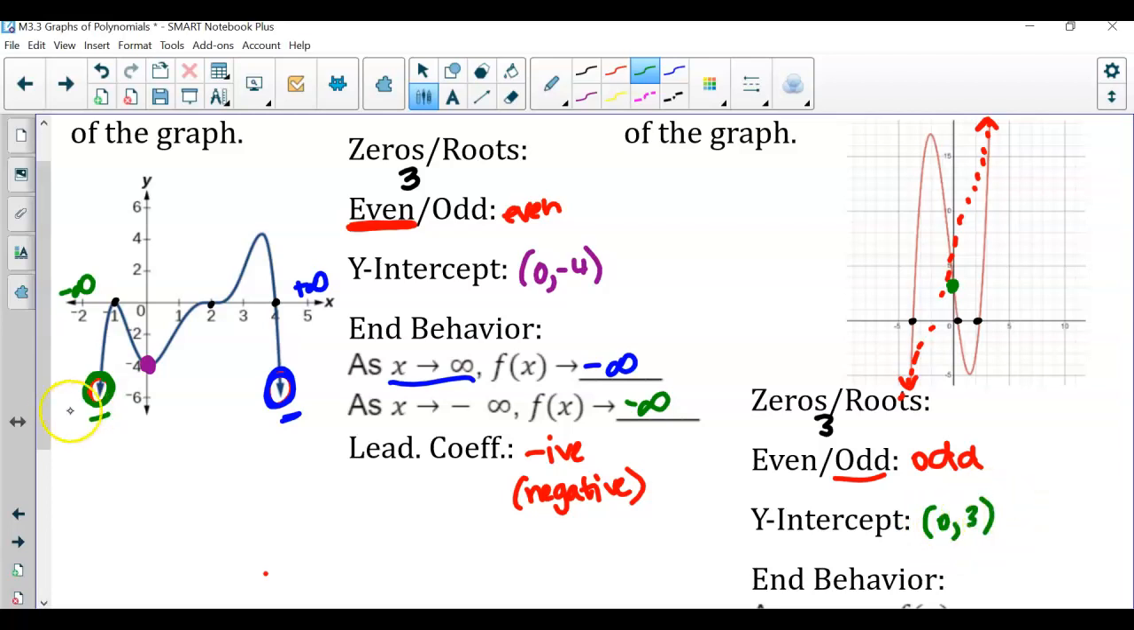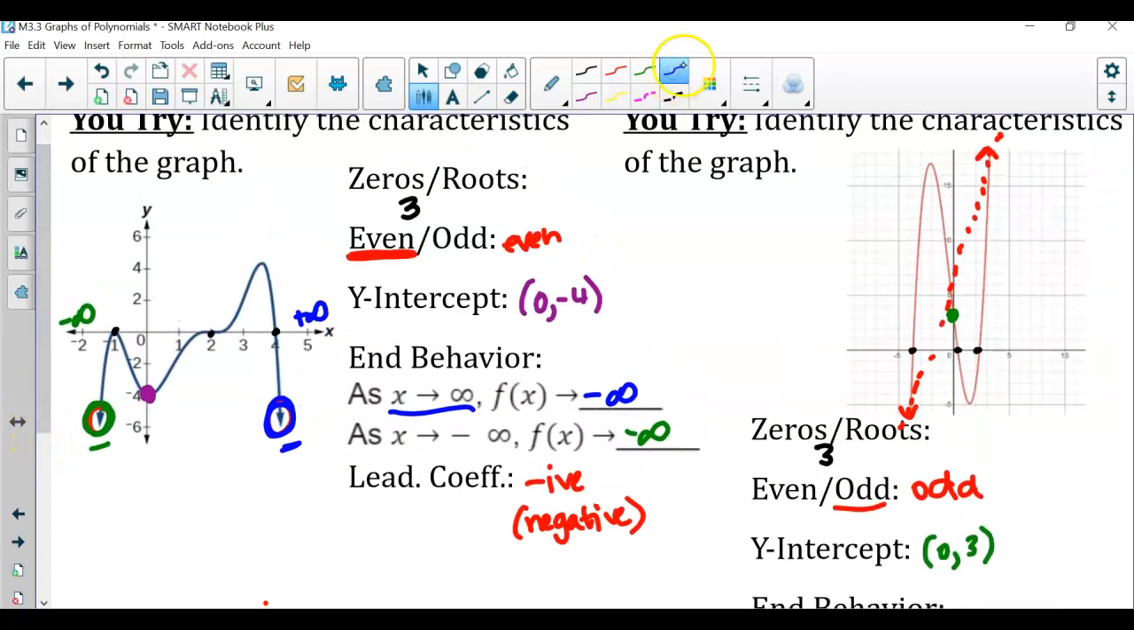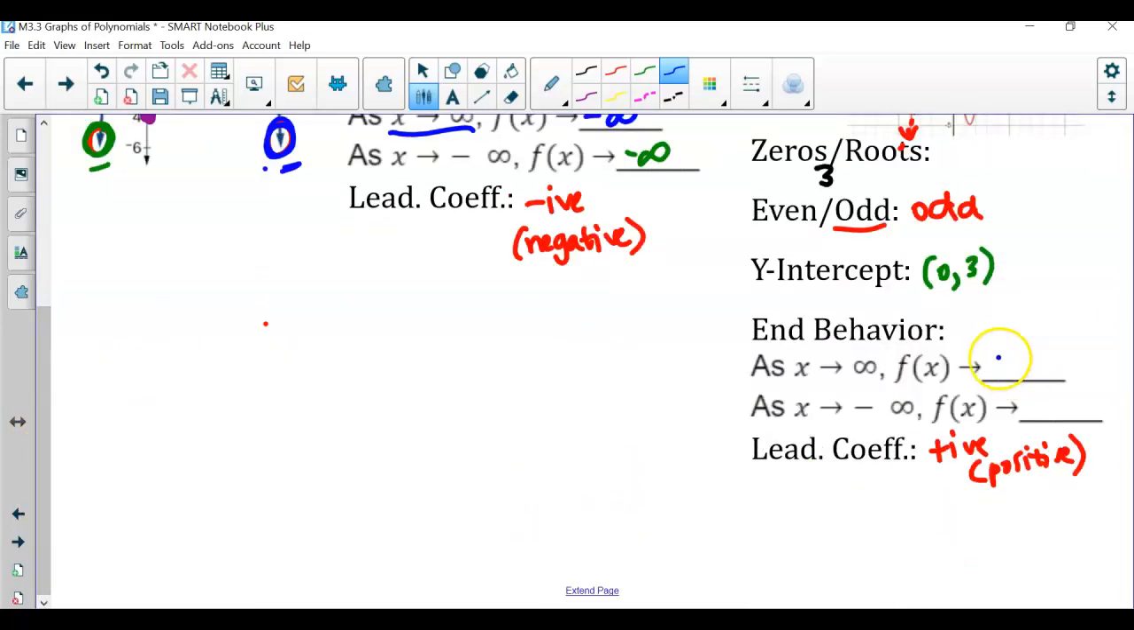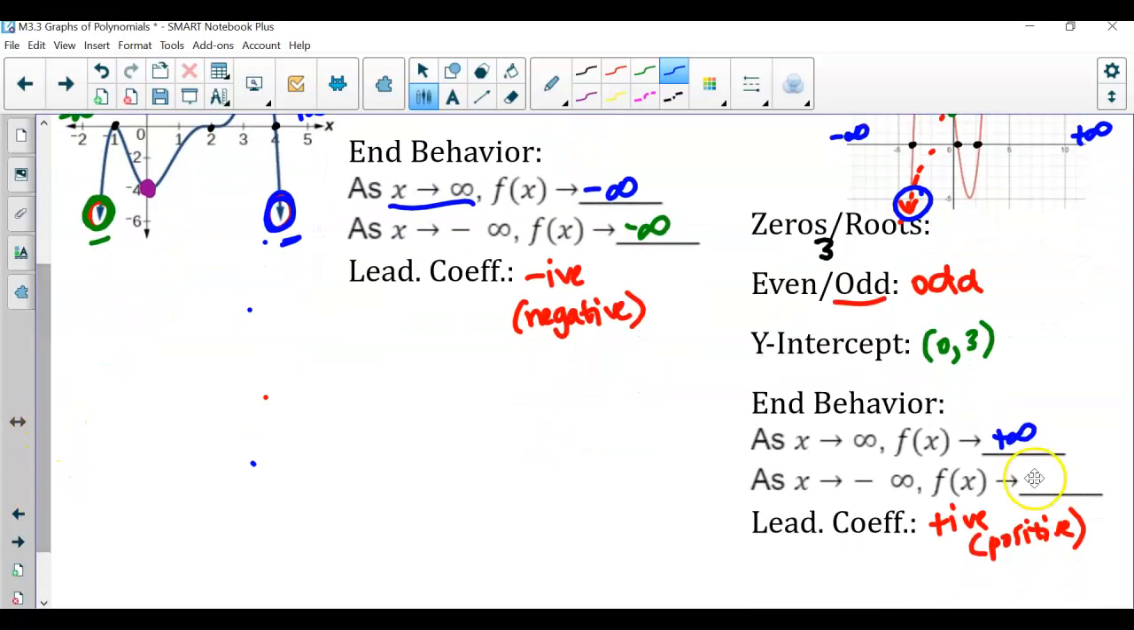Now let's take a look at the end behavior. As our x's are approaching positive infinity, as we're going to the right, notice how the graph is going up towards positive infinity. So our y values, f of x, are going towards positive infinity. Then as our x's are going toward the left, towards negative infinity, notice how our graph is going down to negative infinity, our y values.